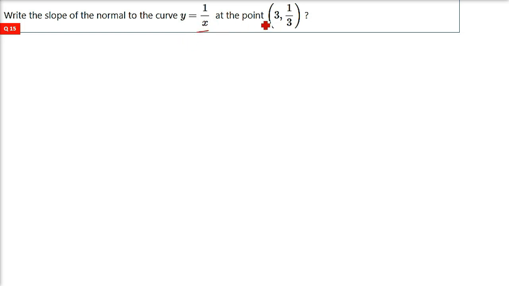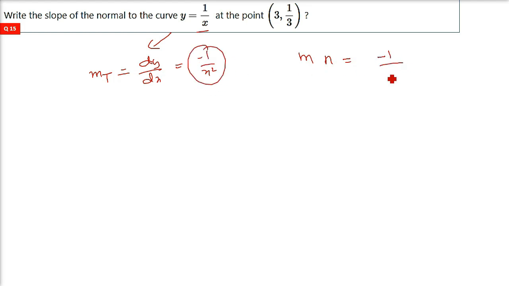So please remember it's normal, not tangent. It's very straightforward. dy by dx can be computed: 1 by x, as you know, it is already, we have done the differentiation, minus 1 by x square. And this is the slope. This is the tangent slope. And what is the normal slope? It will be -1 divided by the slope of the tangent. That we already know. So this x square is going to go up.